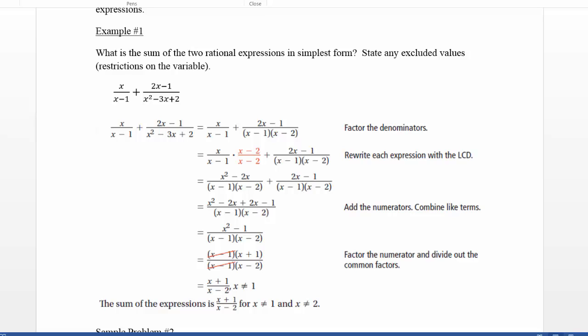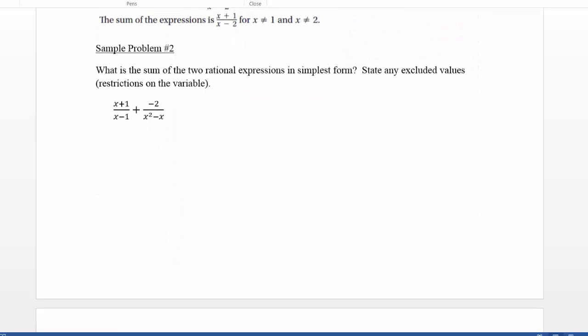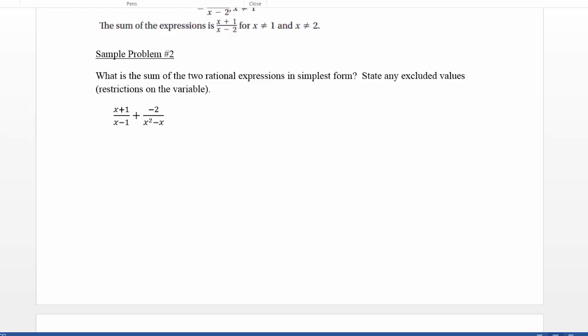Okay, so what I'd like you to do is go ahead and give sample problem number 2 a try. Come back, take a look at the solution, and then from there you can move on to sample problem number 3 if you feel like you're understanding very well, and then watch the solutions on that as well.